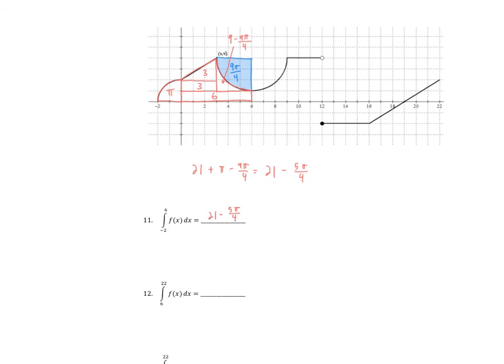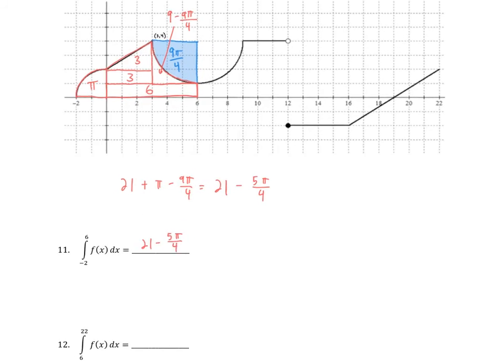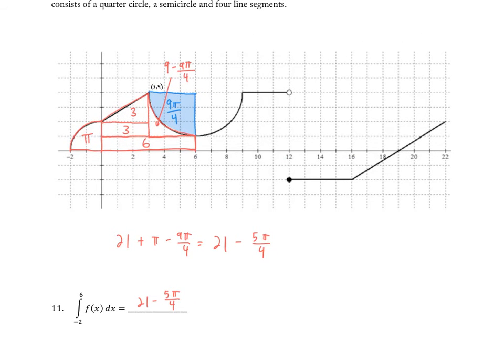Okay, so next one we want to find from 6 to 22, so kind of the rest. We want to find this. Split that up that way. The nice thing, we already found that. This is 3, and we can see this is 12. Just counting blocks. Each block has an area of 1.